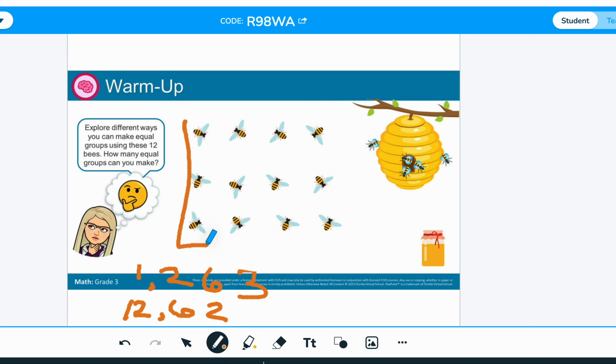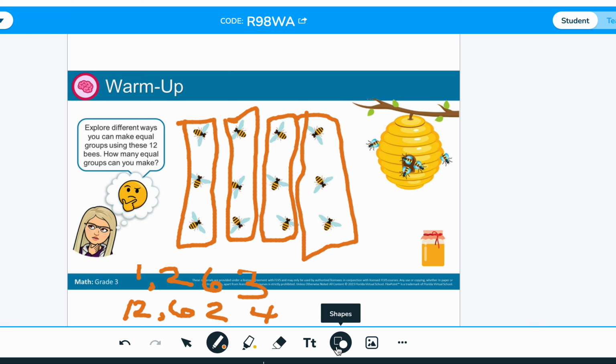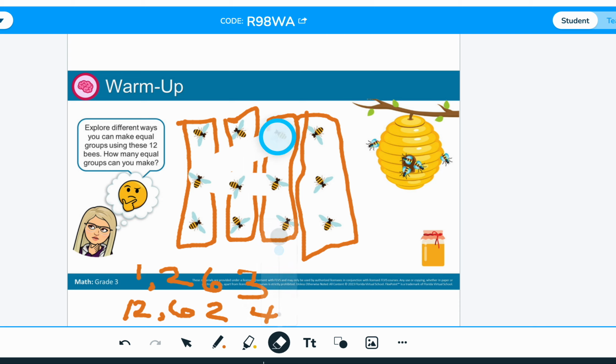So, okay. Here's a group of 3. Okay, here's a group of 3. Here's another group of 3. Here's another group of 3. So I know I can do 4 groups of 3. But what about 3 groups of 4? Can I do that? Well, let's check that out.